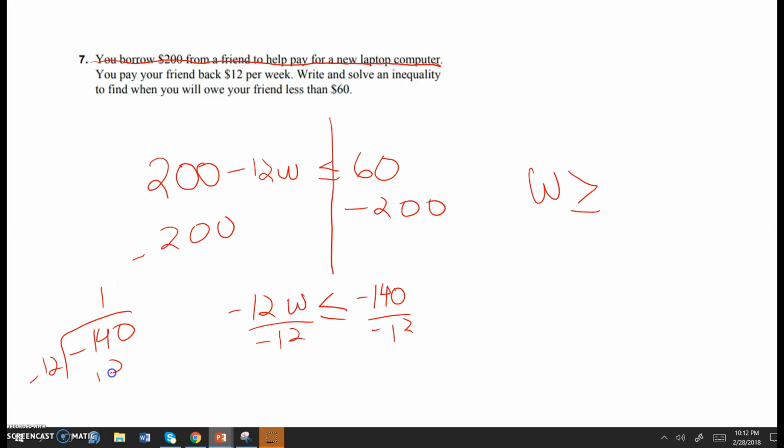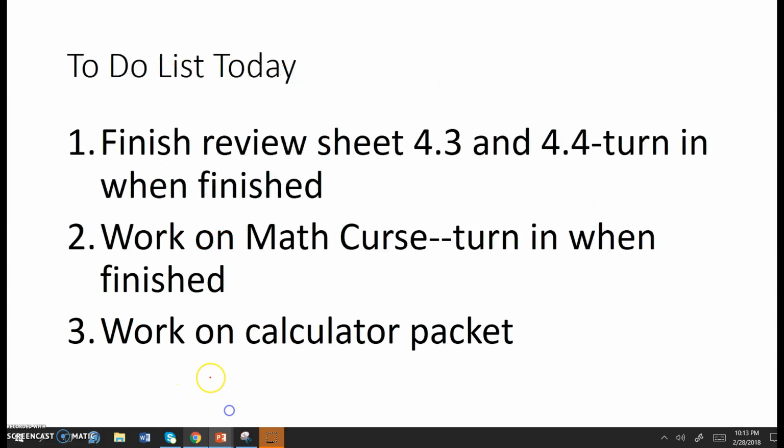12 goes in one time. 12, 2, and 0 goes in once. Bring down the 0. Negative 12 goes into 80 not evenly, and it goes on forever. Oh, shoot.